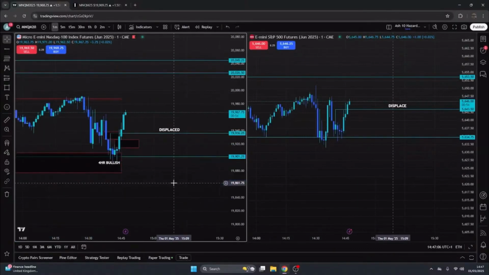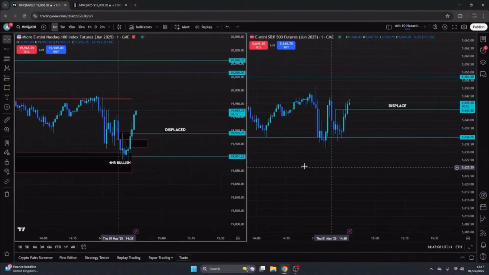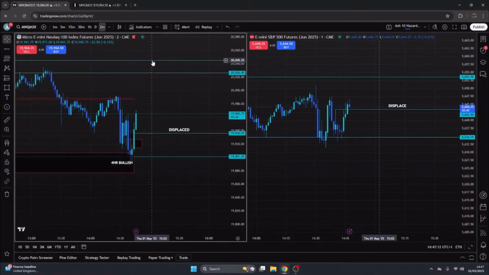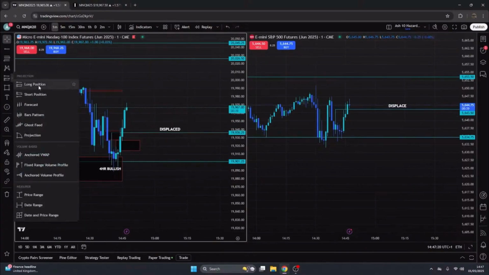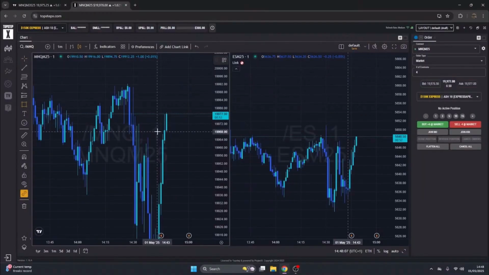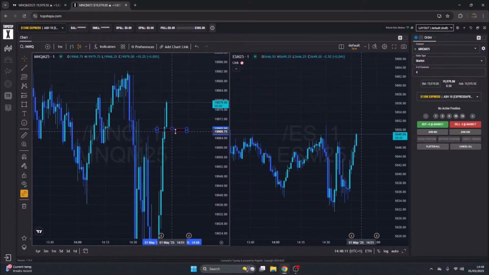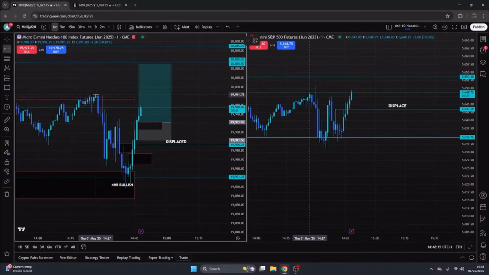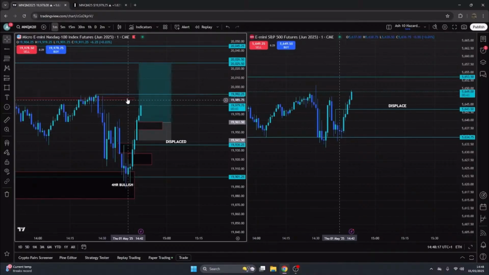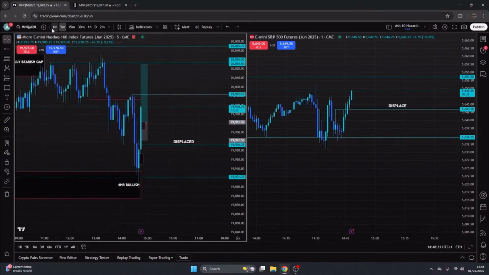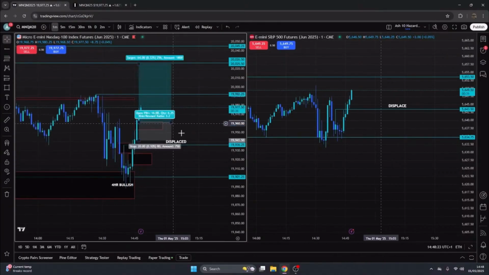I was initially looking for longs, but I haven't got any entries here so far. Let's see if I can get an entry for longs. If I don't get it, then it is what it is. If we take this short-term high, I'll not be taking longs.